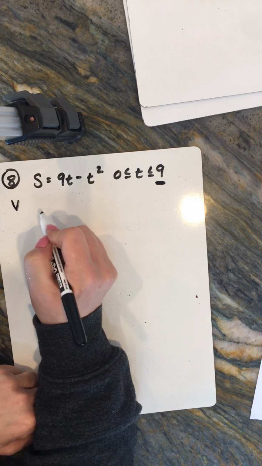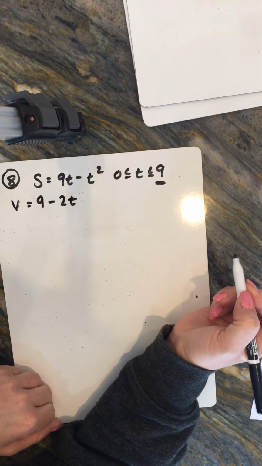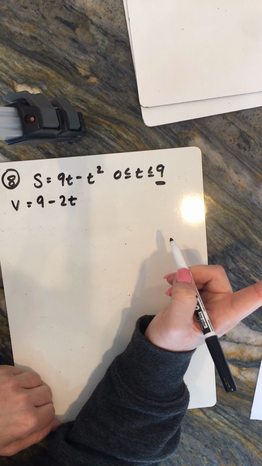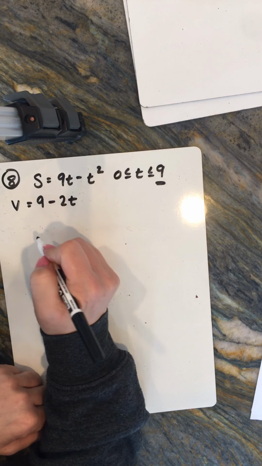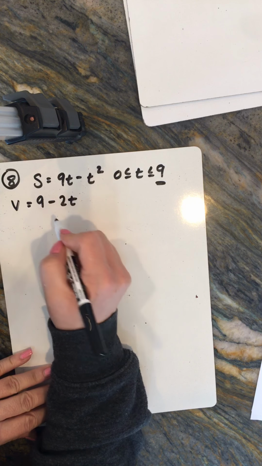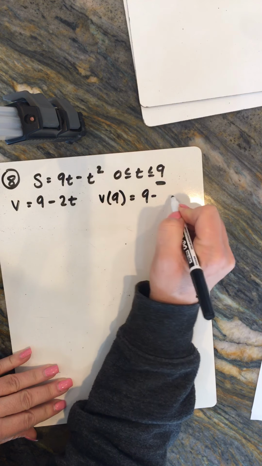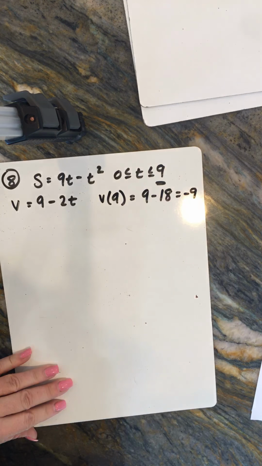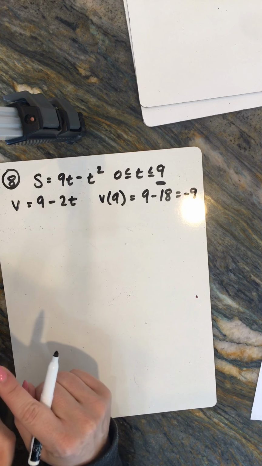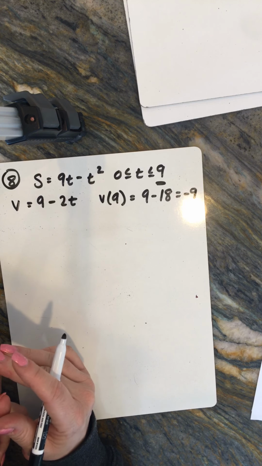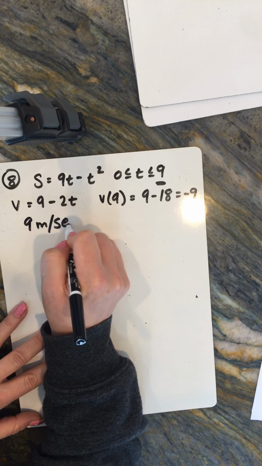So speed's going to be given with velocity, so the velocity would be 9 minus 2t. Actually, no, it's not incorrect. Okay, so they want this, so velocity is, let's do v of 9. 9 minus 18, so negative 9 for the velocity. But speed is like the odometer on your car. Velocity has direction. So the speed is 9, what are we in, meters per second.